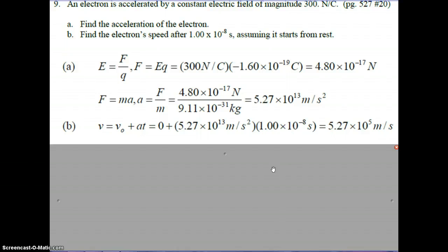More practice with electric field problems as we tackle number 10 and 11 in class tomorrow.